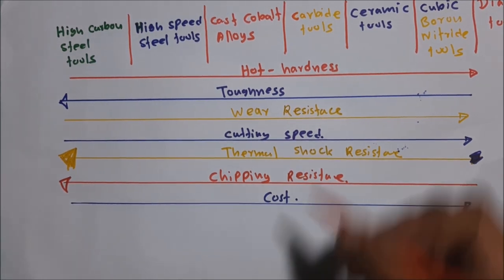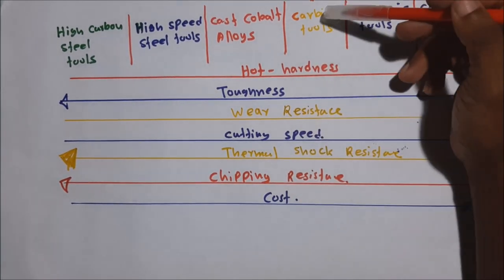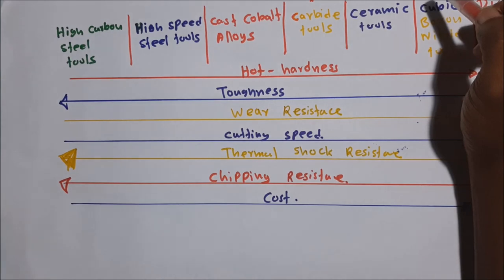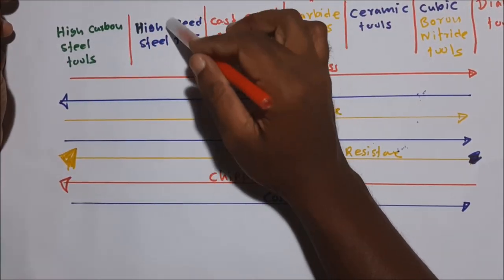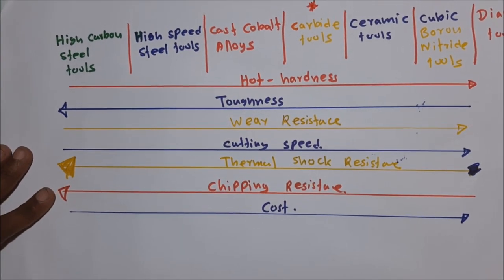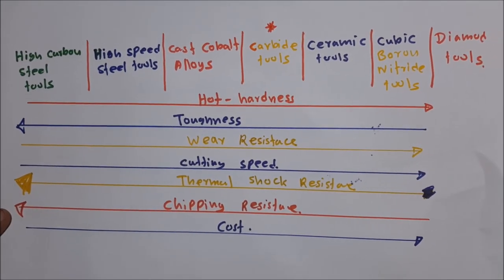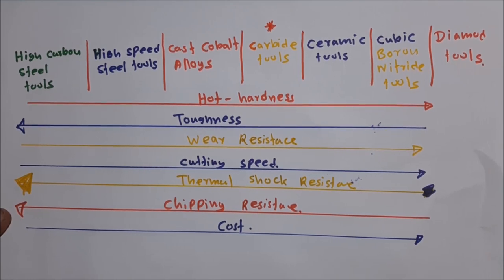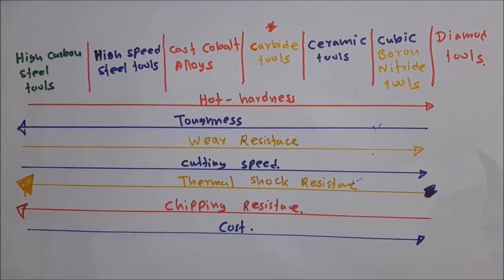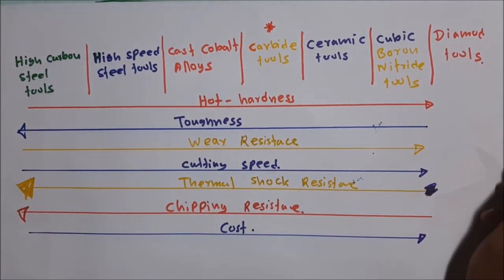Okay, carbide tools are a very important one nowadays. More than 80% of machining is done using carbide tools. Secondly, high speed steel tools are very important. Most of the low cutting speed applications are done using high speed steel tools. Most of the maintenance and repair work is done using these HSS cutting tools.